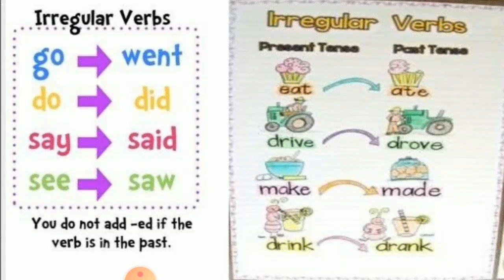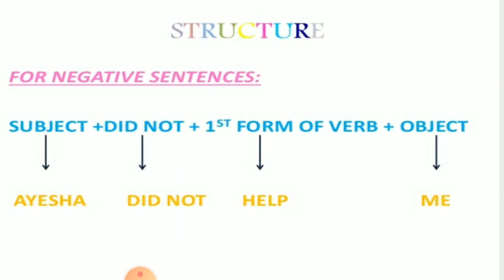Now let's see the examples of irregular verb. Go, went, do, did, say, said, see, saw, eat, ate, drive, drove, make, made, drink, drank. So children, these all are irregular verbs.